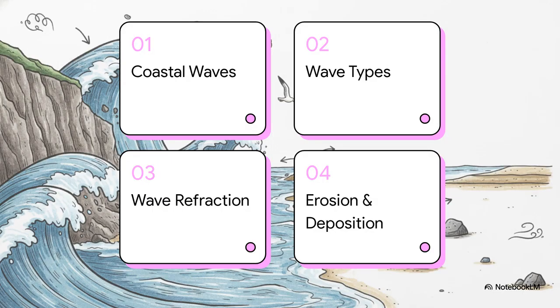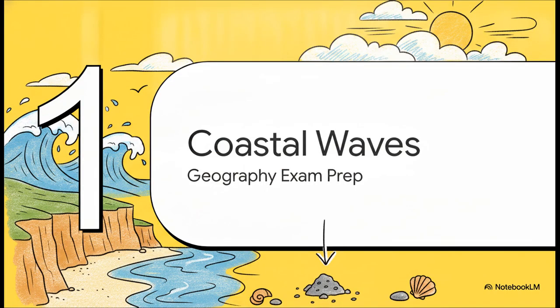We're hitting 4 main areas: geography exam prep on coastal waves, constructive versus destructive waves, the mechanics of wave refraction, and shaping coasts through erosion and deposition. Mastering these 4 areas is the absolute key to understanding our coastlines. Section 1. Geography exam prep on coastal waves.